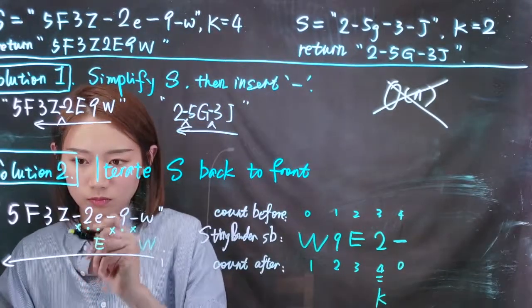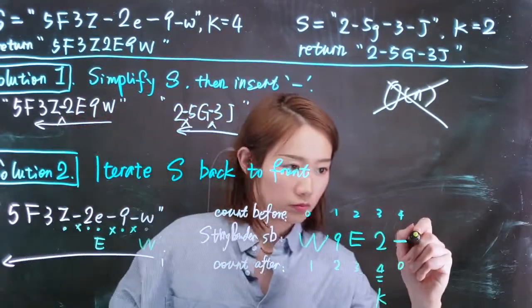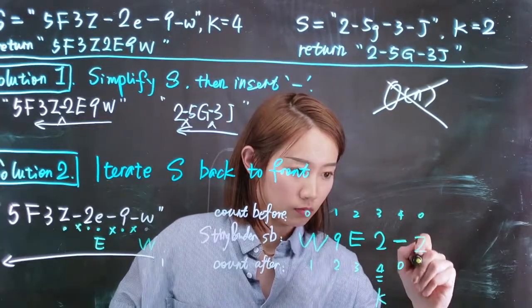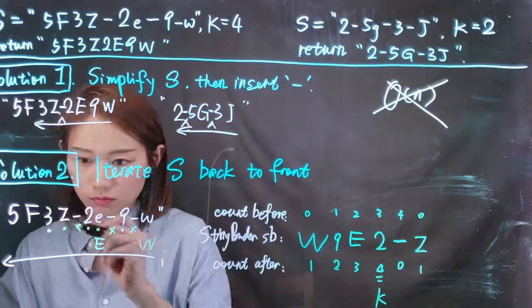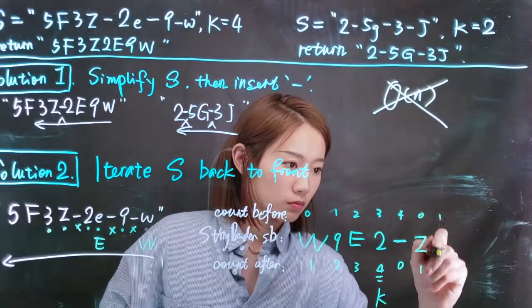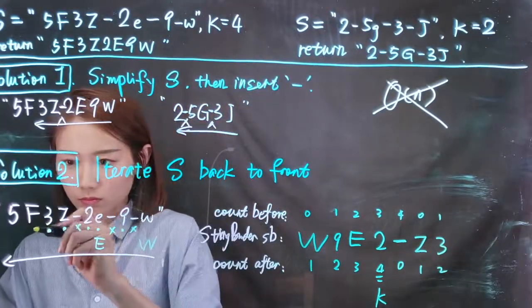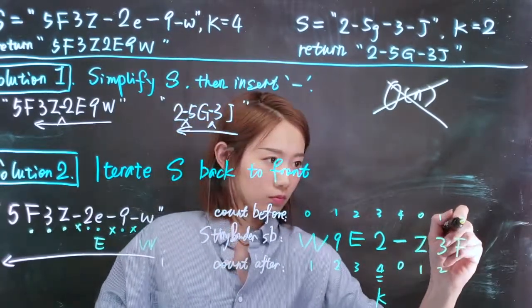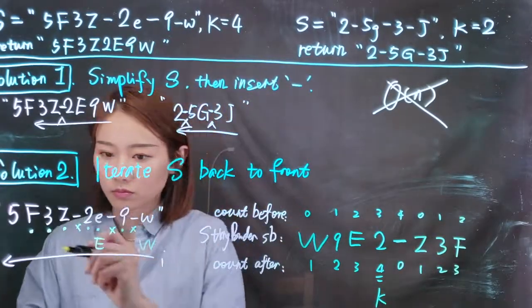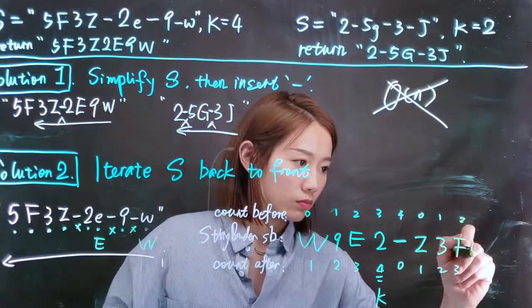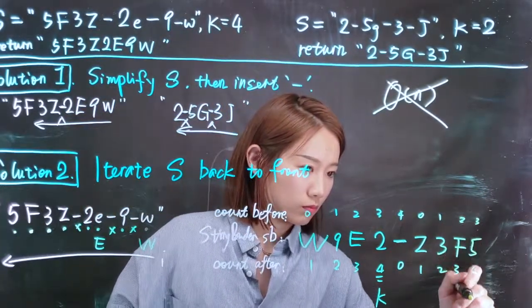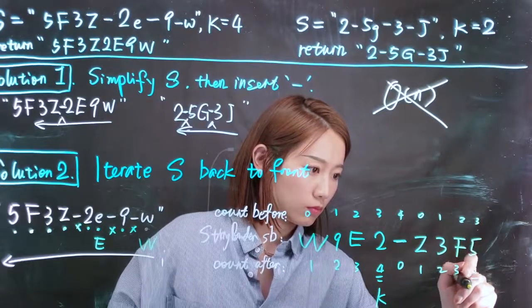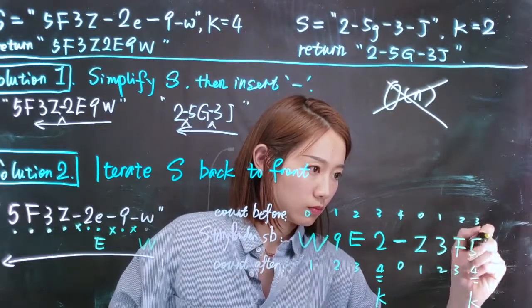And then similarly, dash, skip it, uppercase D, add to string builder, count plus plus. Number 3, add to string builder, count plus plus. Then uppercase F, add to string builder, count plus plus. Finally, a number 5, add to string builder, count plus plus. The count is 4 again, so add a dash to our string builder and set count back to 0.